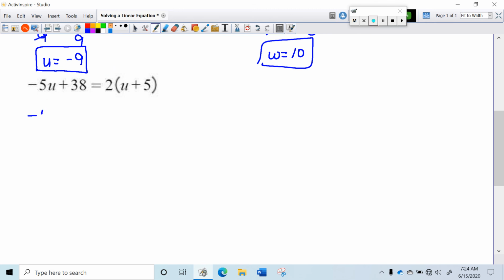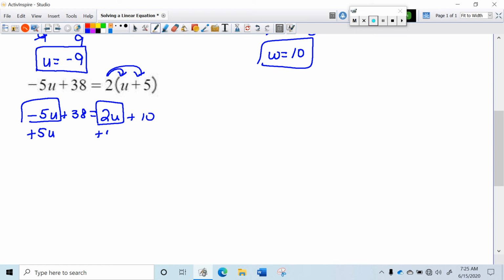Negative 5u plus 38. There are no parentheses there, so just copy that down with the equal. Distribute the 2. 2 times u is 2u. 2 times 5 is a positive 10. Going to move my smallest u. The smallest u is a negative 5, so the opposite of negative 5u is a positive 5u. So I'm going to add 5u to both sides. Opposites cancel. Bring down the 38. 2 plus 5 is 7u plus 10.